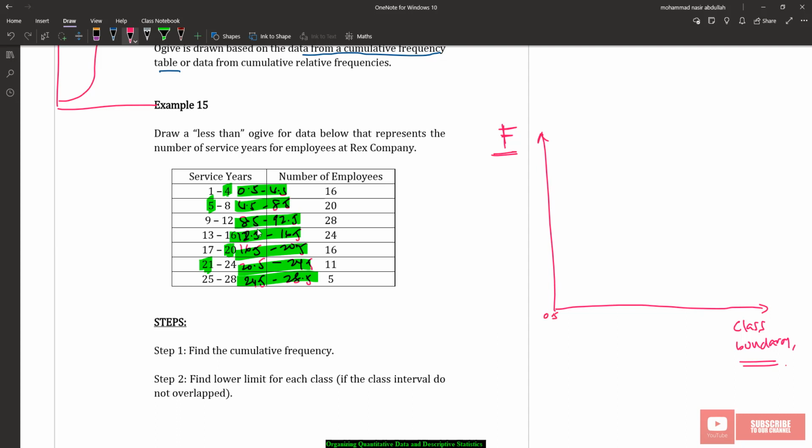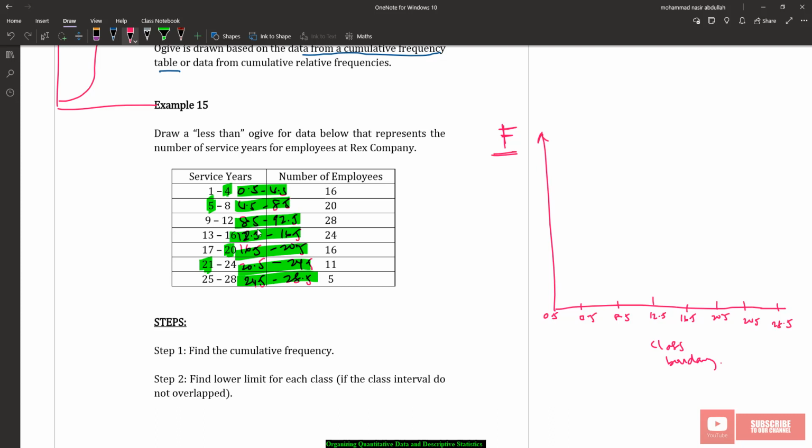The origin should be equal to 0.5, 4.5, 8.5, this is 12.5, and then we have 16.5, 20.5, and then we have 24.5, and the last one is 28.5. This is a class boundary, right?